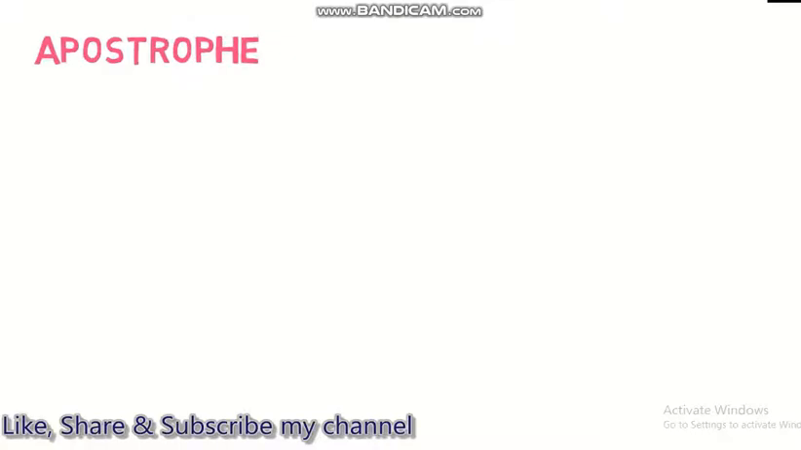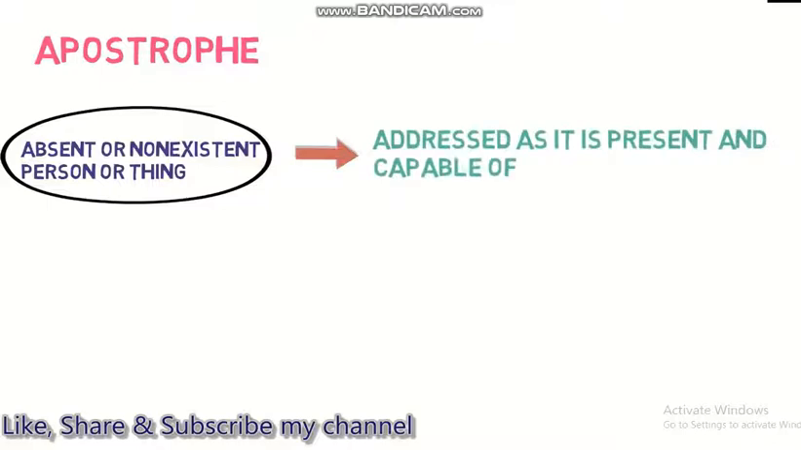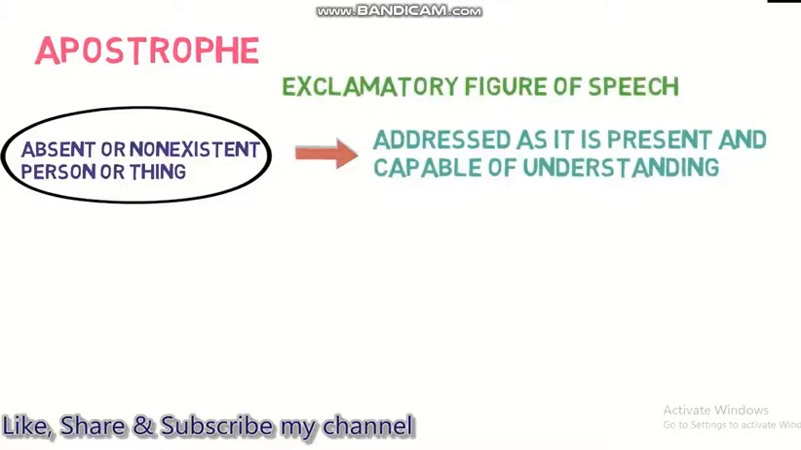Apostrophe. An apostrophe is a figure of speech in which some absent or non-existent person or thing is addressed as if present and capable of understanding. It is an exclamatory figure of speech as exclamation is used in it. Let's look into some examples of them.